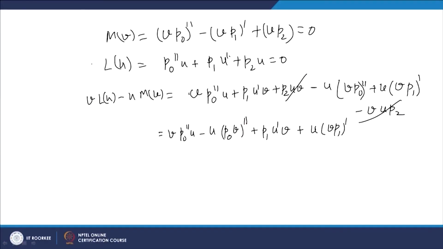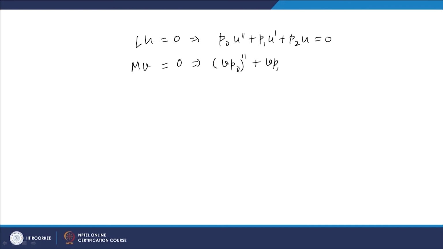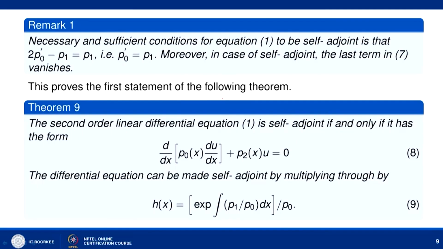How can we identify this? If you look here, we have Lu equal to 0, which is p naught u double dash plus p1 u dash plus p2 u equal to 0, and we have obtained our Mv equal to 0, where we have v p naught double dash plus v p1 dash plus v p2 equal to 0. There is a small mistake here: this is minus in place of plus. So if you simplify, we can write this in the following format.